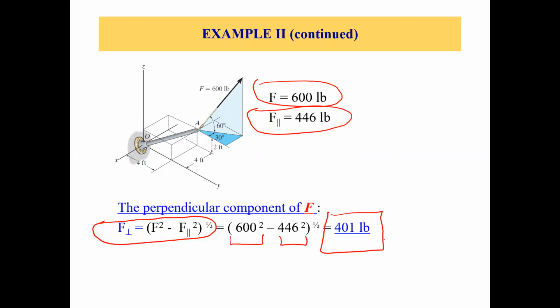Okay, so in this case, we had this force F and this pole OA, right? We were required to find the parallel and perpendicular components of this force along this pole OA. So that's how we applied the concept which we learned in today's lecture, and we ended up getting the parallel and perpendicular components of this force F.